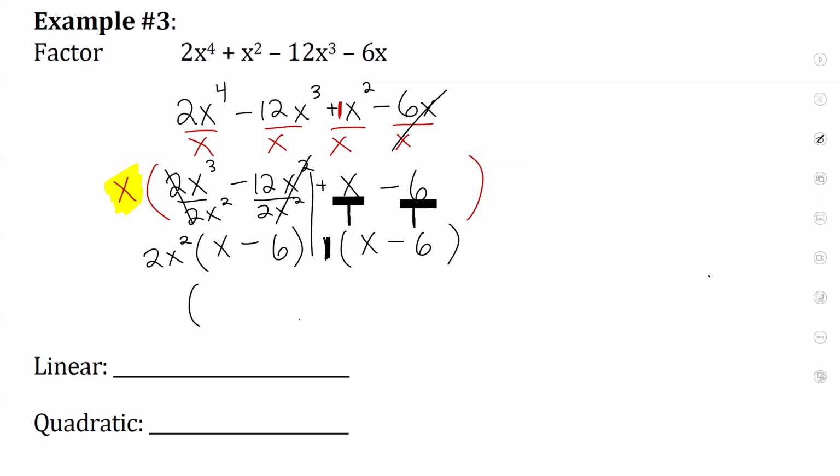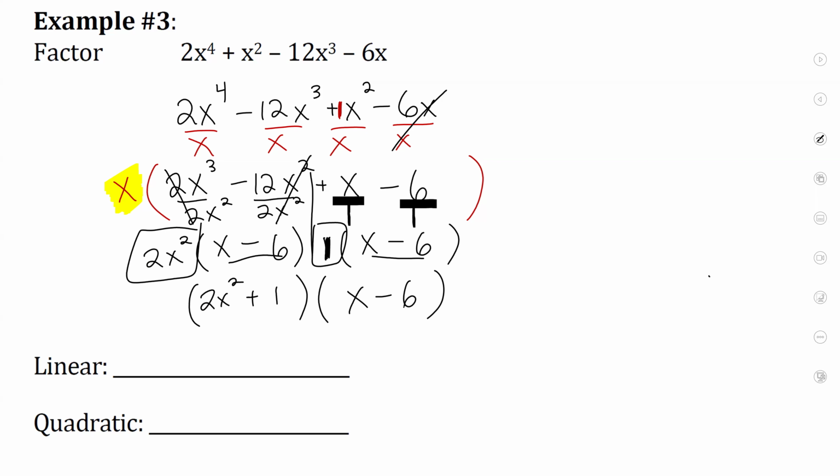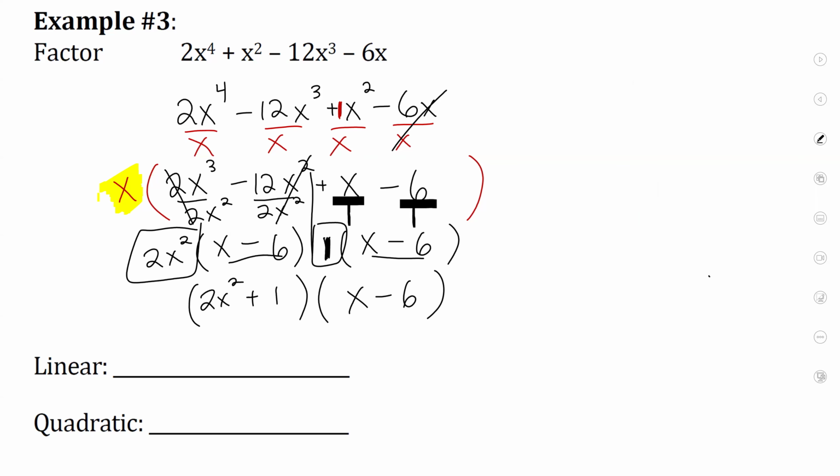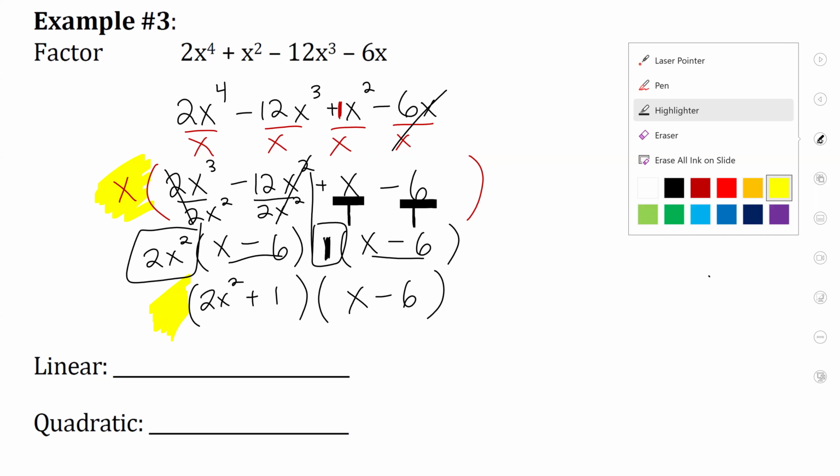Because then y'all are going to ask, well, I have 2x squared right here, but what do I put right here? Just put +1. The outside goes in one parenthesis. Whatever matches goes in the second parenthesis. And that's it. Now, let's remember what we pulled out in the beginning. We had an x in the very beginning. We're going to put that x right there. Don't forget it.